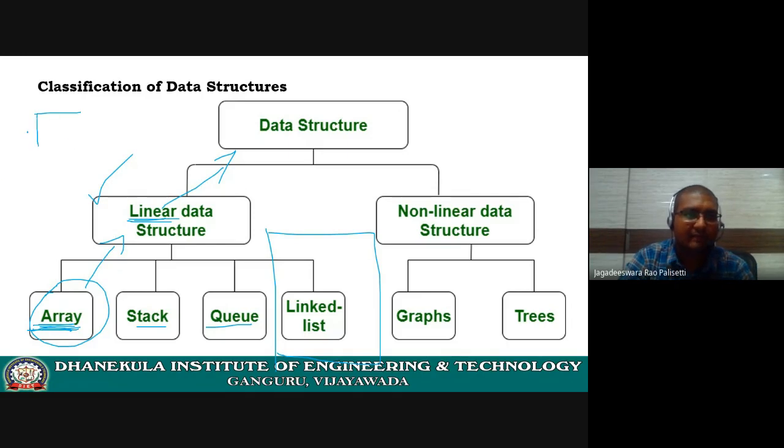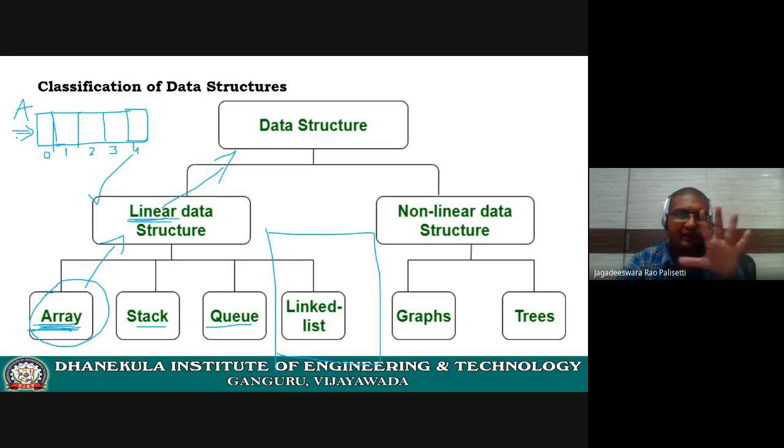See, for example, I have an array, starting from index 0, then 1, 2, 3, 4. The size of this particular array, let us call it A, is only 5. For example, I have 10 data elements. What is the type of data? Any type of data. I have 10 data elements.